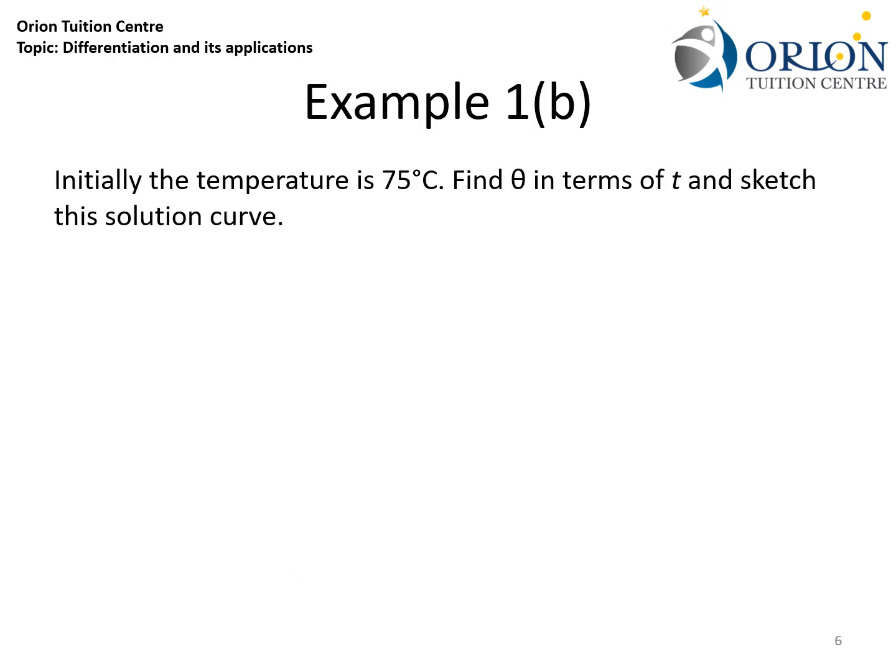Example 1b is a continuation of example 1a, where in 1a we have found the differential equation describing this problem to be dθ/dt = -k(θ - 25). So we now just have to solve this differential equation and apply the initial conditions to find out the value of the integration constant. So let's solve the differential equation now.